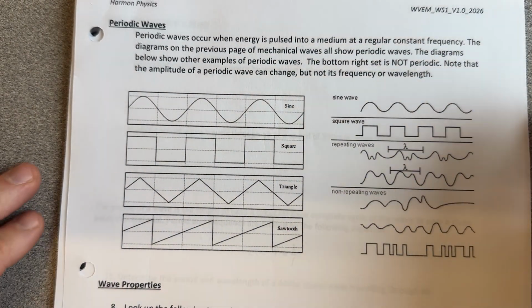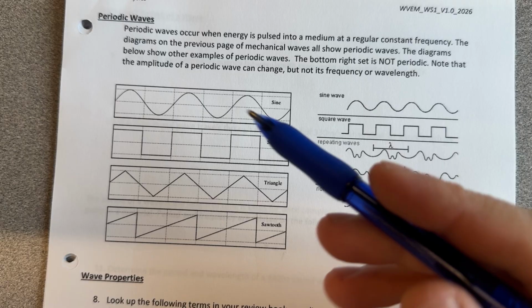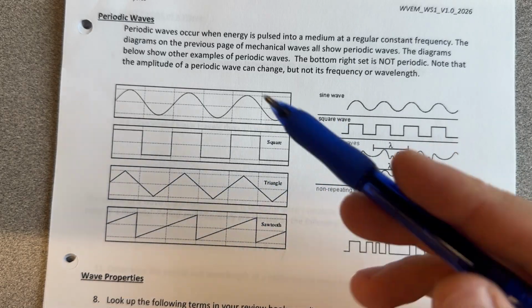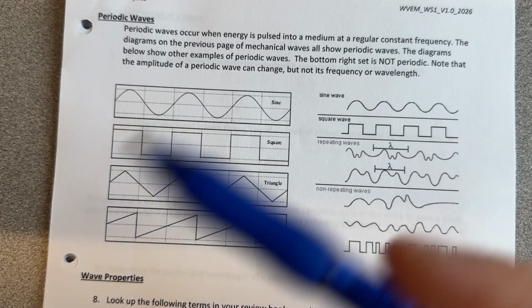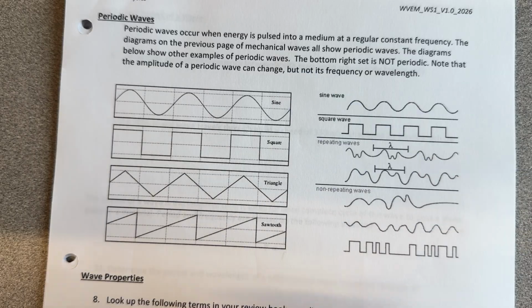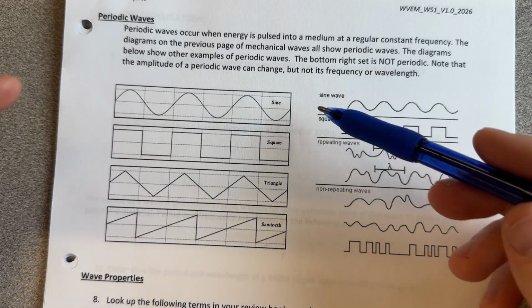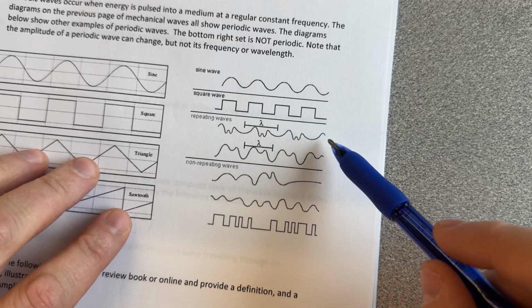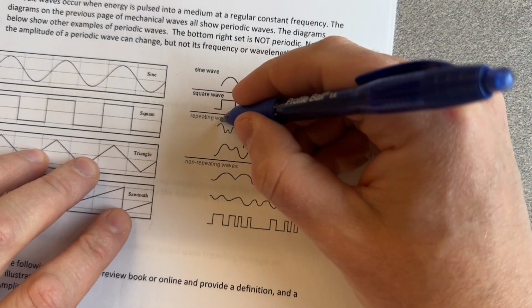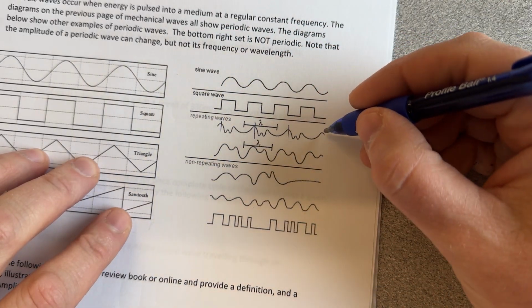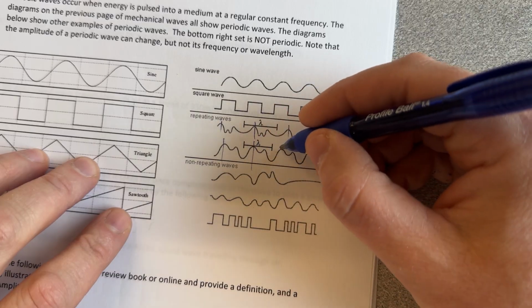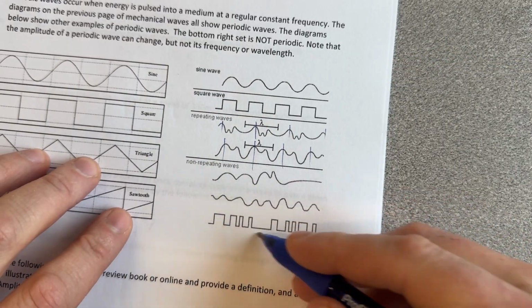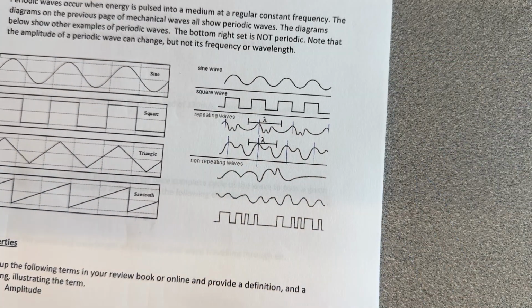Periodic waves just means you put pulses of energy into a medium at a set frequency and you get a periodic wave, right? And those can come in all shapes, weird patterns, but as long as it's a repeating pattern, it's periodic, right? If there's not a repeating pattern, it's not periodic.